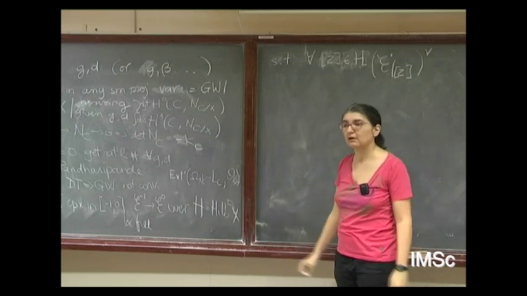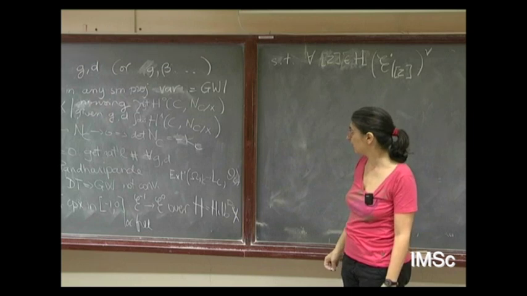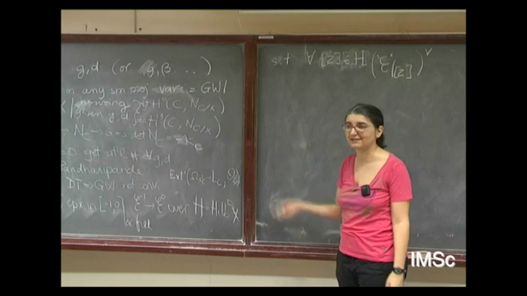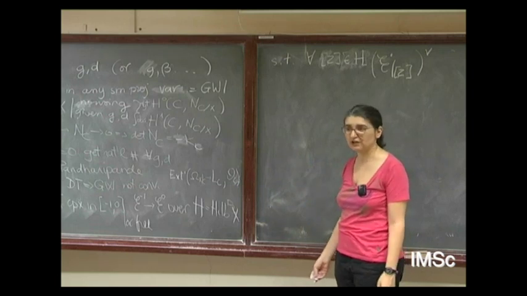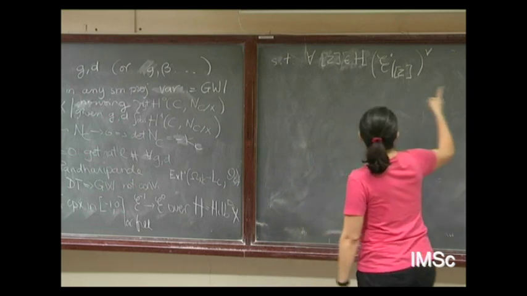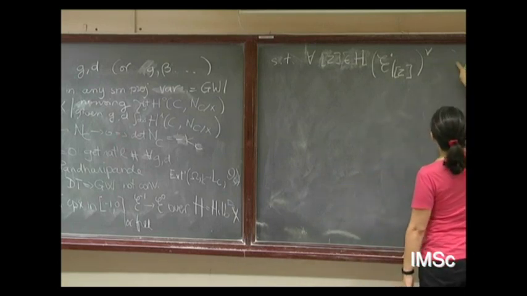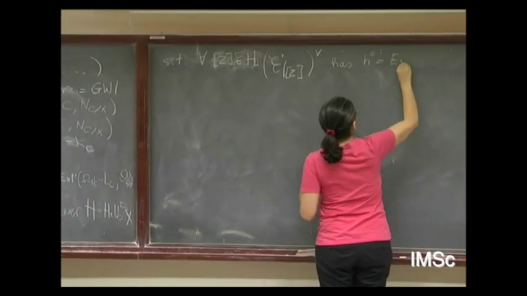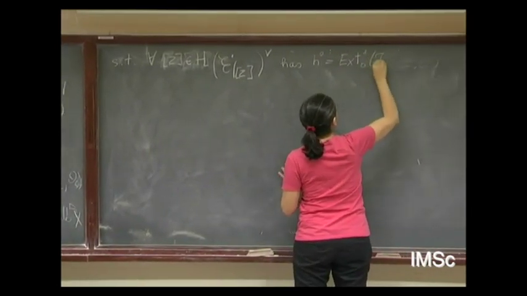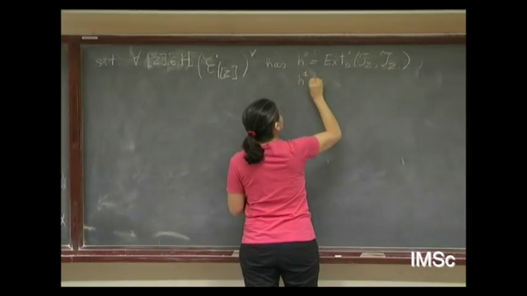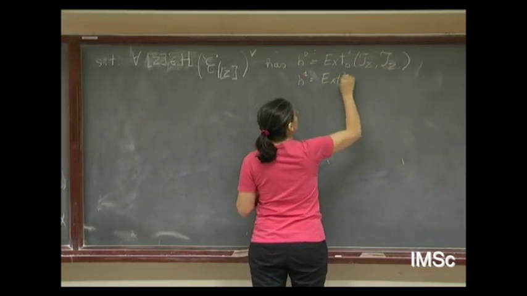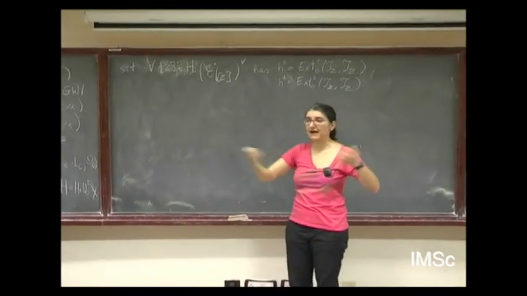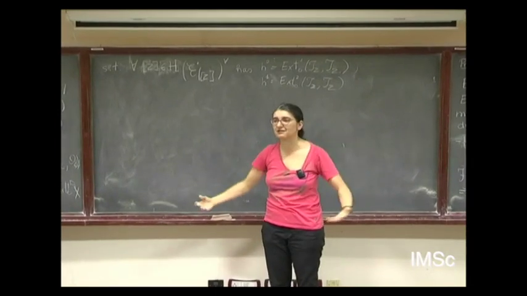On X, there is a universal curve over H, and you're going to take the relative Ext, essentially. And so what you have is that this has H^0 equal to Ext^1 traceless of I_Z, and H^1 is Ext^2 traceless of I_Z. So this is the derived Ext. So it's the Ext in the derived category.